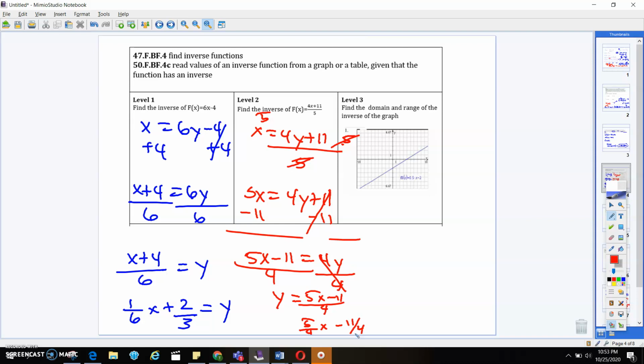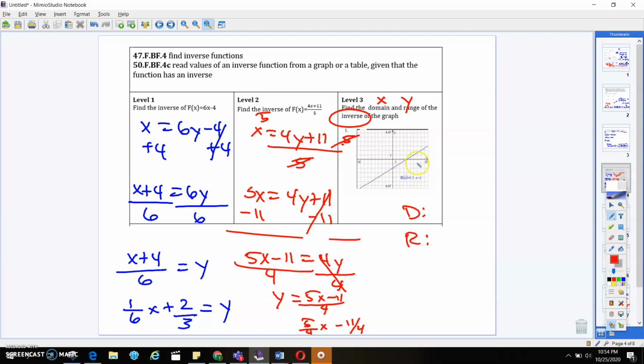Now, level 3 asks you to find the domain and range of the inverse of the graph. Now, here's the deal. I'm not going to probably ask you this question, but it's a good thing to know, especially for your SAT as well as pre-cal or anything like that. So, domain and range is talking about your x and your y. Now, if we're finding the inverse of that, we're actually going to switch our domain and range. But first, we're going to find the domain and range for this function.